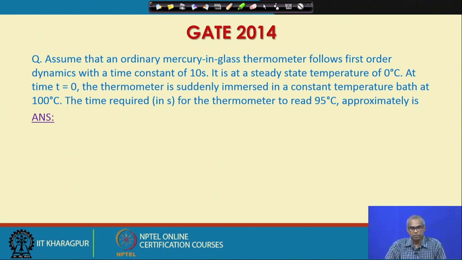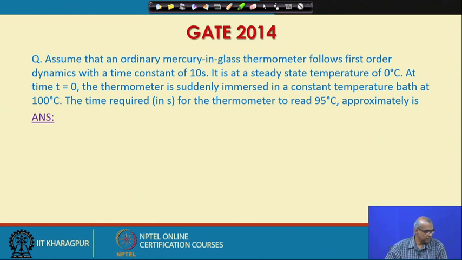So, what the problem says is that you have an ordinary mercury in glass thermometer and it follows first order dynamics. So, the response of this thermometer is first order. It has a time constant of 10 seconds. It was at a steady state temperature of 0 degree Celsius, and then at time t equal to 0, the thermometer is suddenly immersed in a constant temperature bath at 100 degree Celsius. So, how much time will elapse before the thermometer reads approximately 95 degree Celsius?